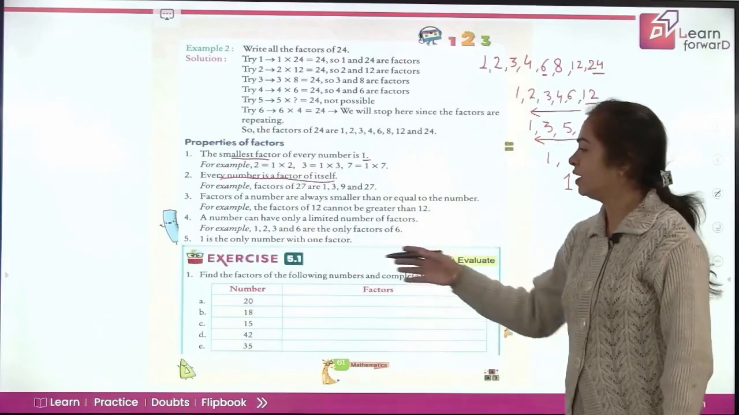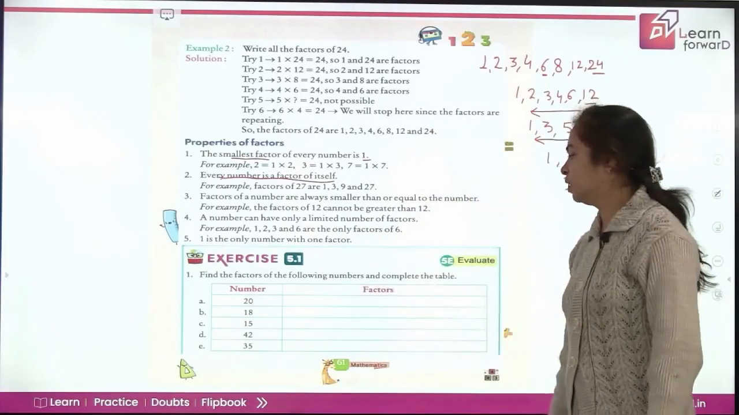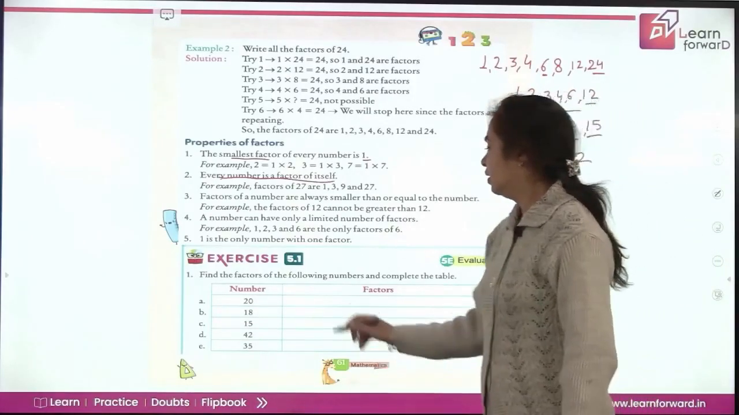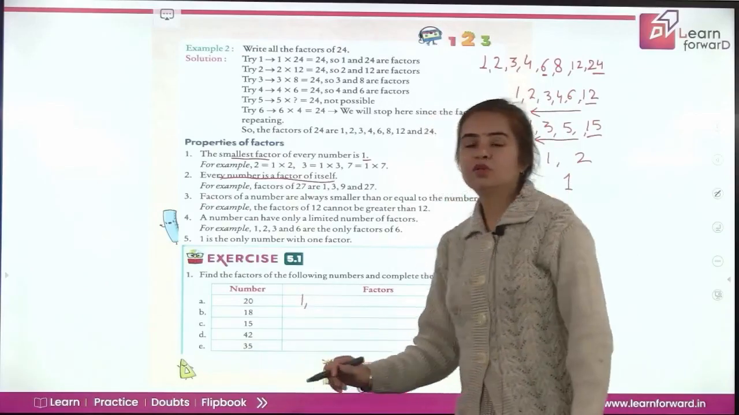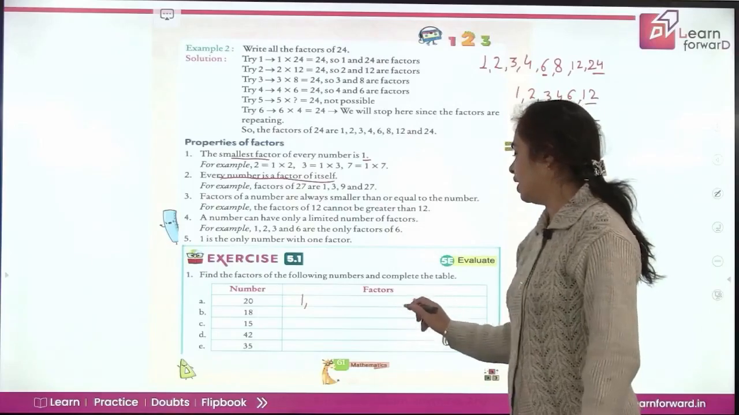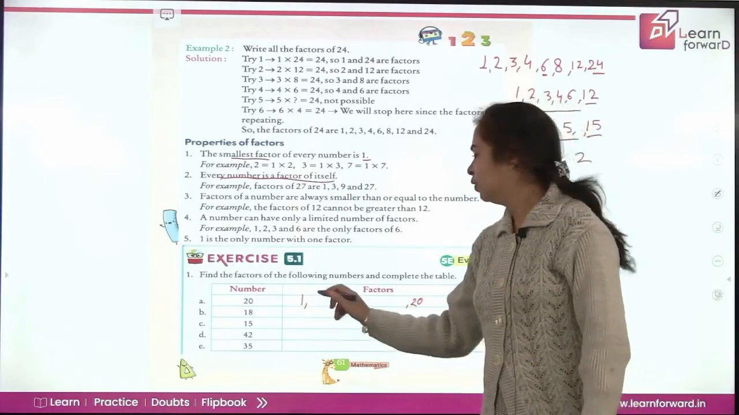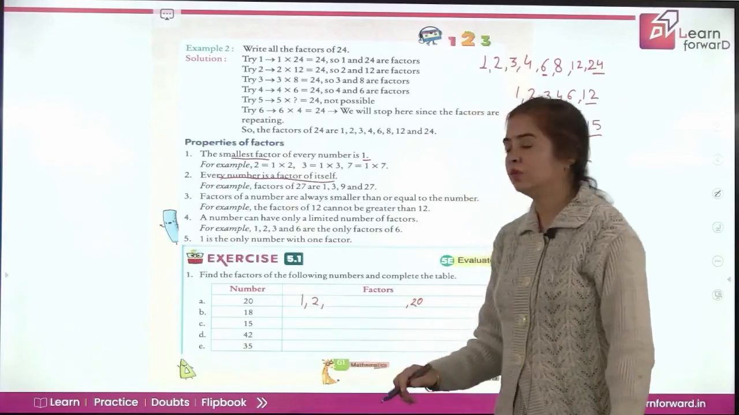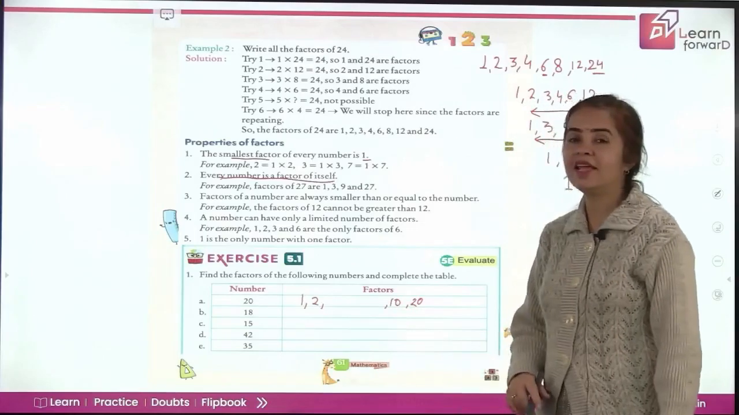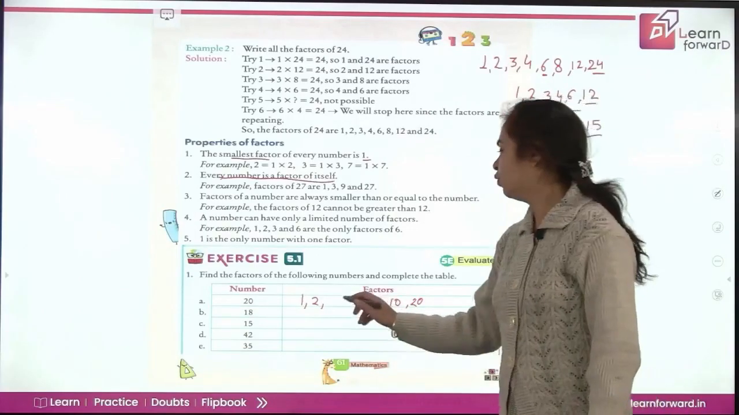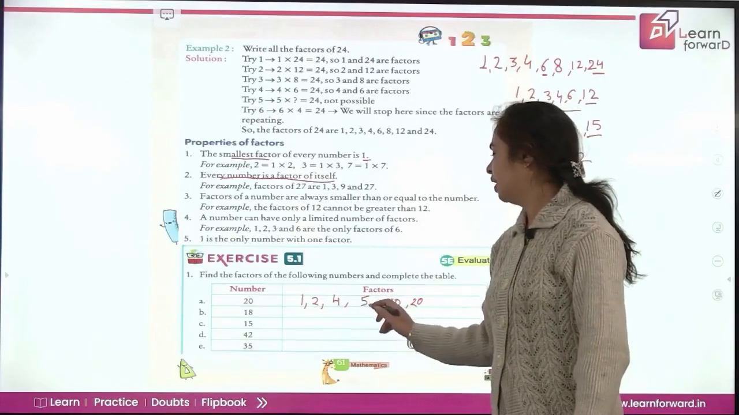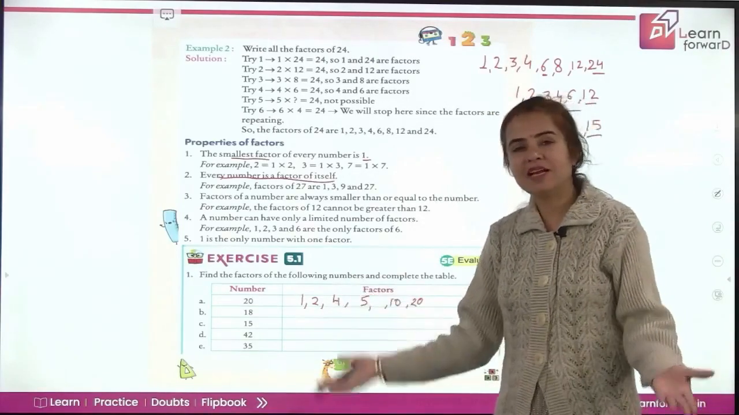Now, here you have an exercise. Find the factors of the following numbers and complete the table. So, let's do it this way. It will be easier. That will give you the confidence also. So, what will you write at the end? You will write 20. Good. Now, the next number you will be writing is 2, because it is divisible by 2. So, 2 tens are 20. Write 10 here. Next, what is the number? 4. Good. So, when you divide by 4, what do you get? You get 5. And you get the number side by side. The search ends here.